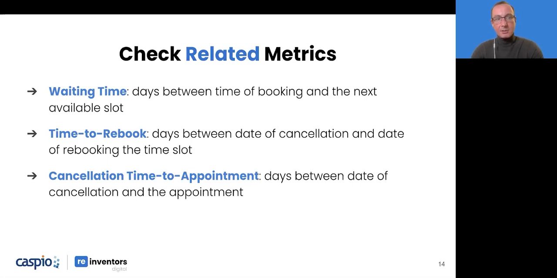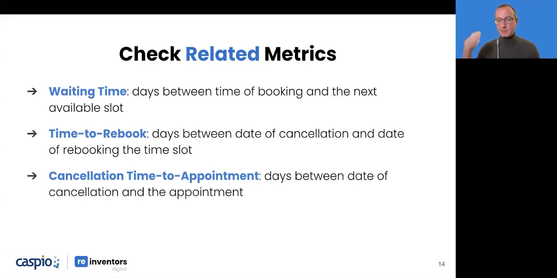How to calculate it? There are different ways and different approaches. I think that the most accurate is the following. If you can record at the moment of each booking, first, obviously, the date of the booking, and second, the next available time slot for this particular location and service, then you can easily calculate the difference and take averages. So why do so?